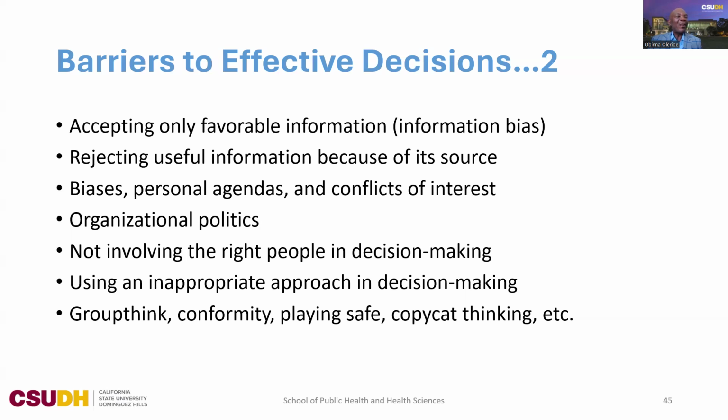that hinders you from making the right choices, or you're not involving the right people in making the decisions, or even you're using an inappropriate approach. I'm giving you a plethora of approaches right now, but you're using an inappropriate approach for a particular kind of problem. Or there's the danger of groupthink where people are afraid to speak their mind. So whatever the boss said, that's what we're able to say yes to. There's conformity. People are playing it safe. People don't want to be singled out, or people are just copycat thinking. Any of these can become major hindrances to effective decision making.